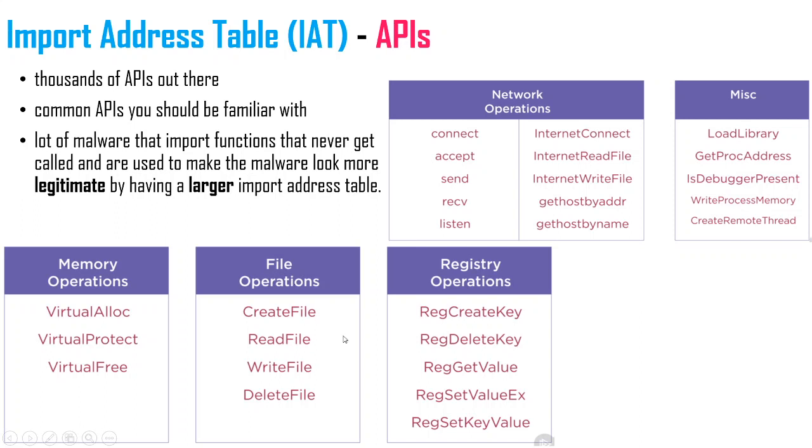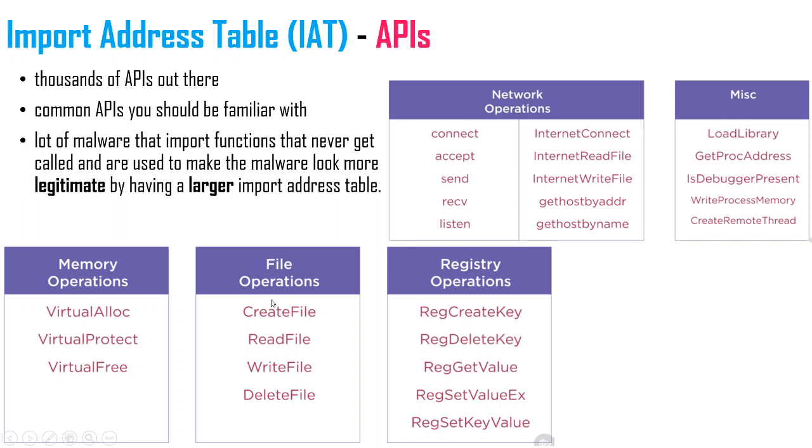These are all the common APIs I have shown here in the pictures. For memory operations, we have three common APIs: VirtualAlloc, VirtualProtect, VirtualFree. And for file operations, it is CreateFile, ReadFile, WriteFile, DeleteFile.